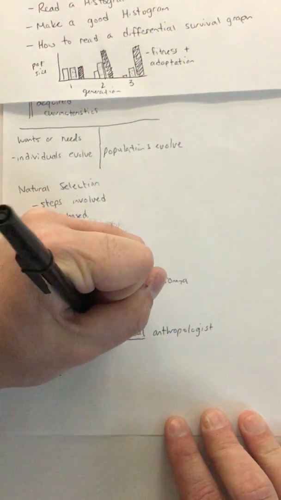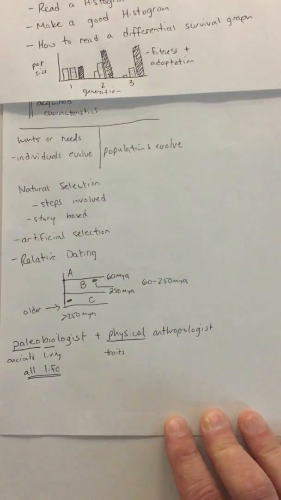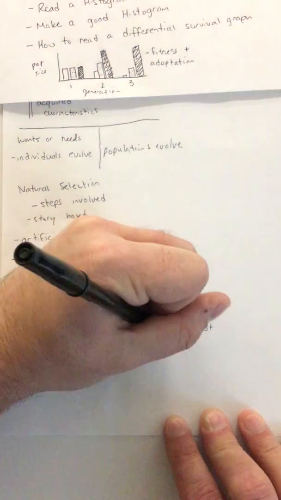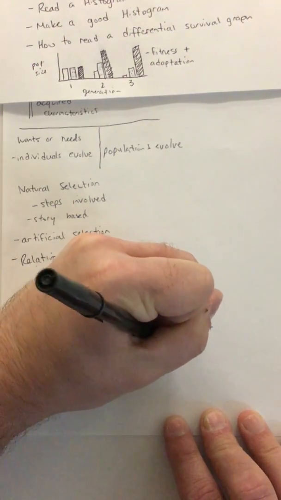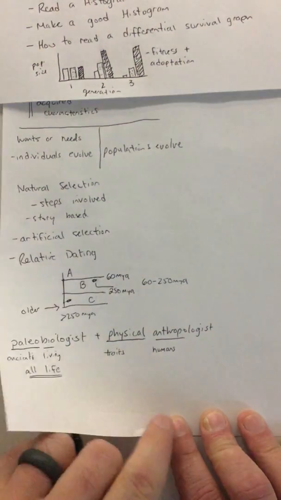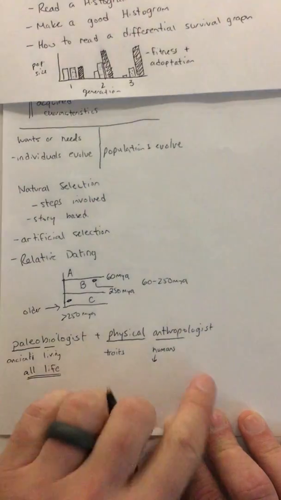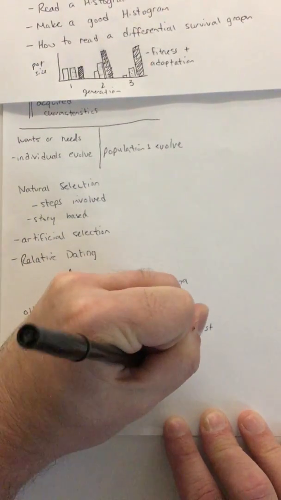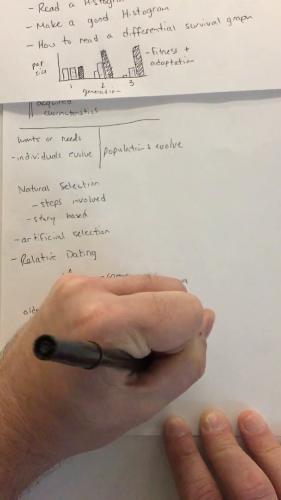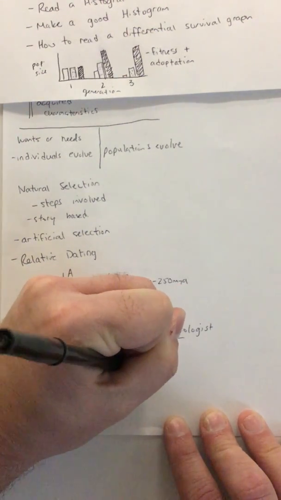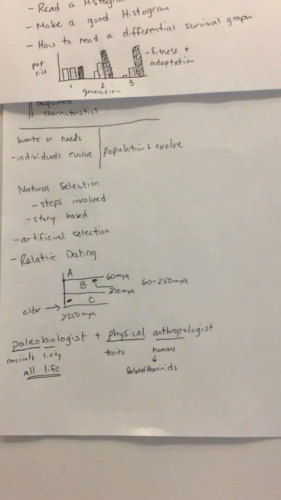Physical anthropologists: physical means the traits that you can see. Anthrop means humans. Logist. So the traits of humans. Now, also though, in order to understand the humans, physical anthropologists, at least in our class, also studied related hominids. Okay, so physical anthropologists can be paleobiologists, but not all paleobiologists are physical anthropologists. So be as specific as possible.